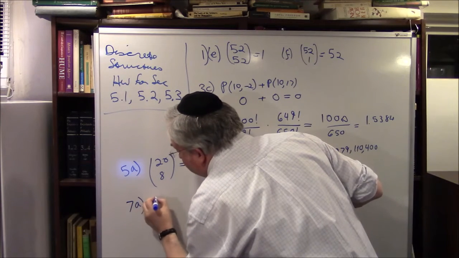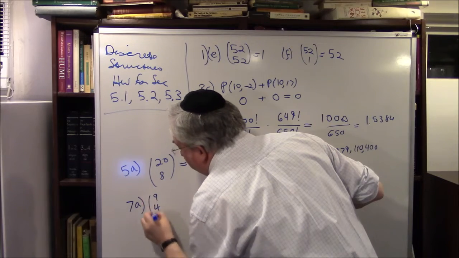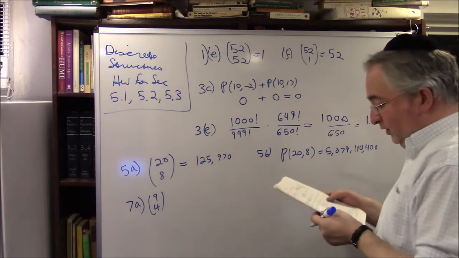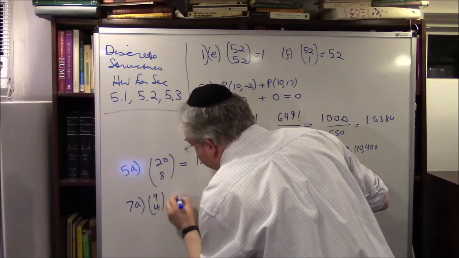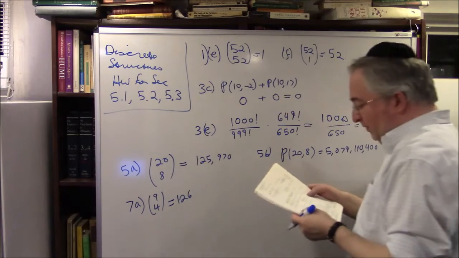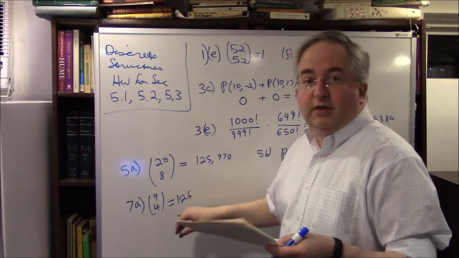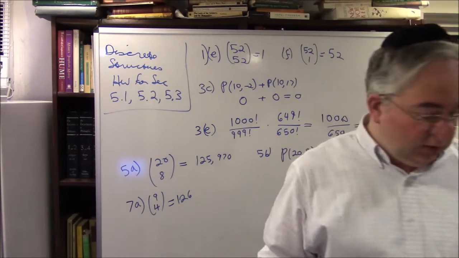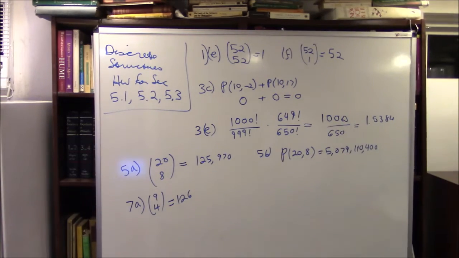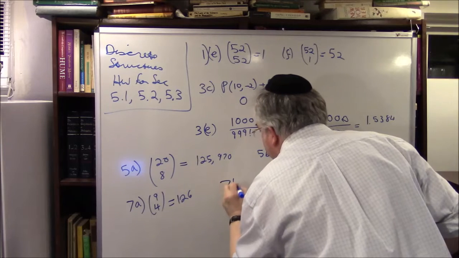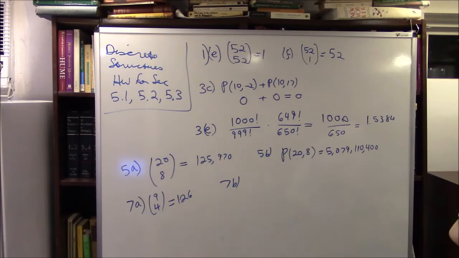7A. How many committees consisting of 4 people can be chosen from 9 people? 7A is 9 choose 4. Okay, you're going to figure out that's 126. I'm not going to put down the numbers anymore. You're going to have to calculate the numbers. I'm going to give you the choosing, but you're going to have to calculate the numbers. Okay, let's just make sure you can see this. Good.